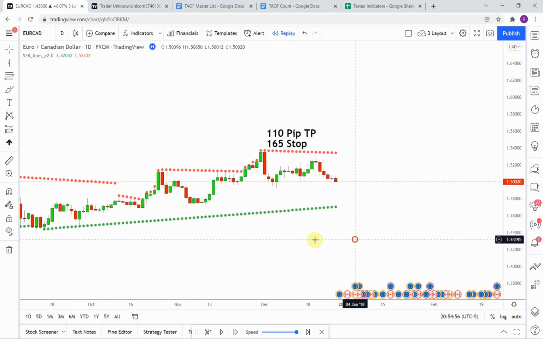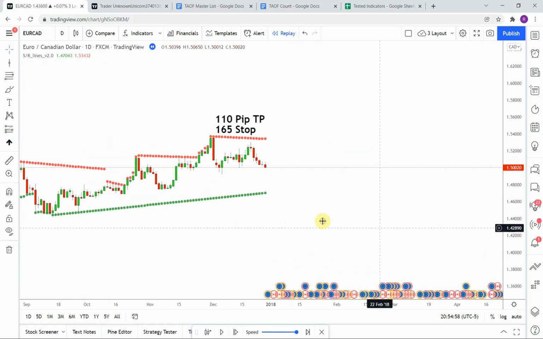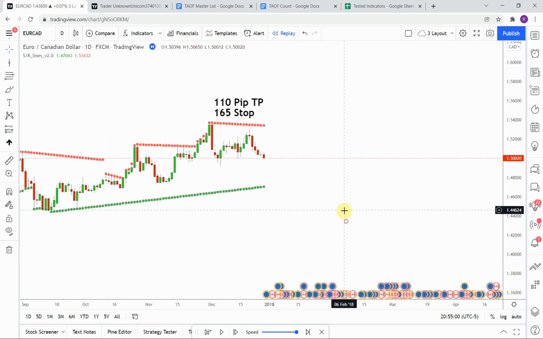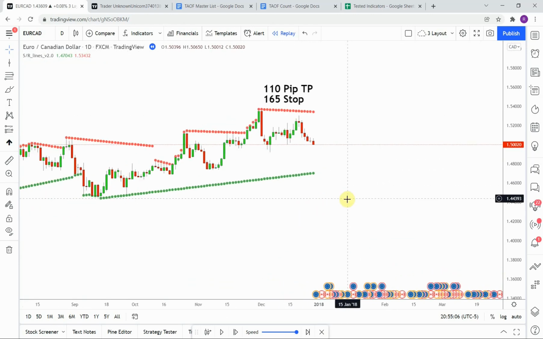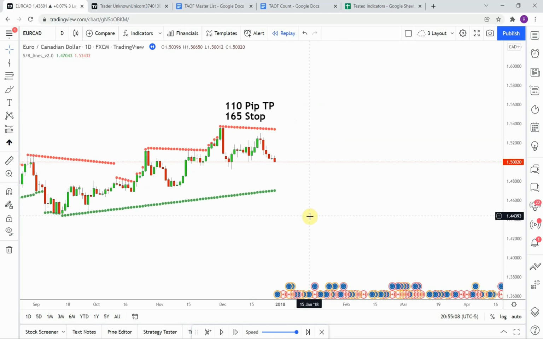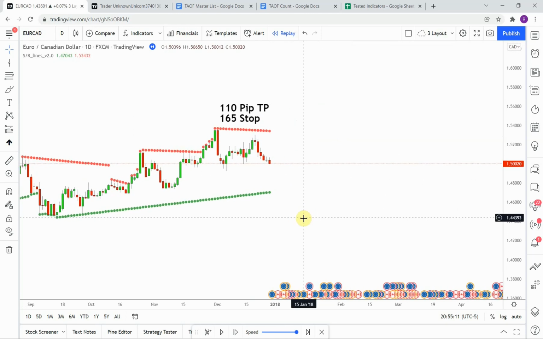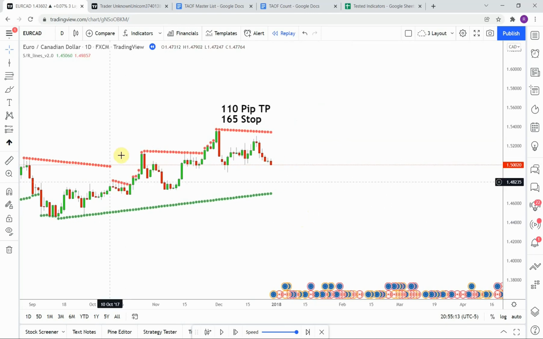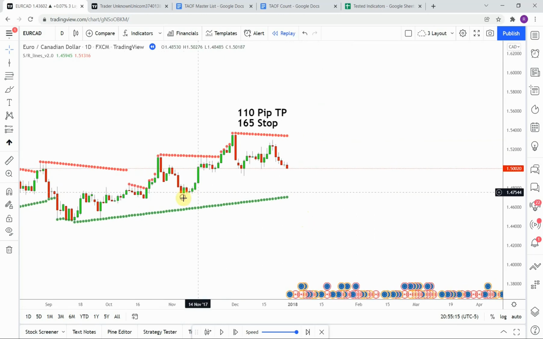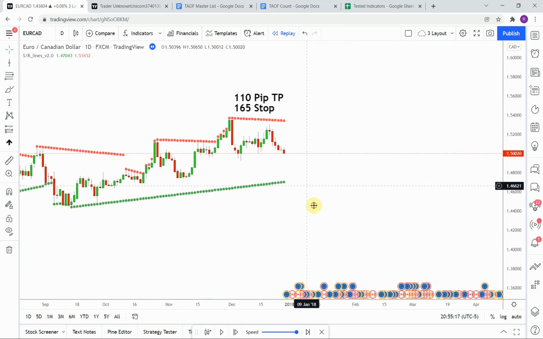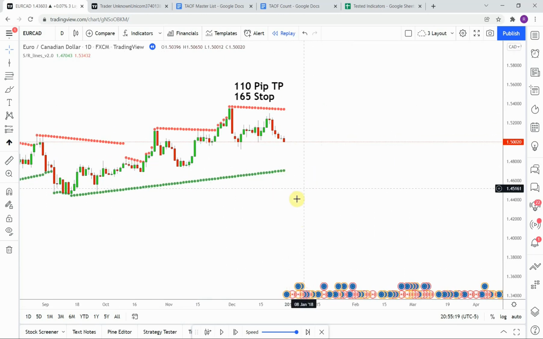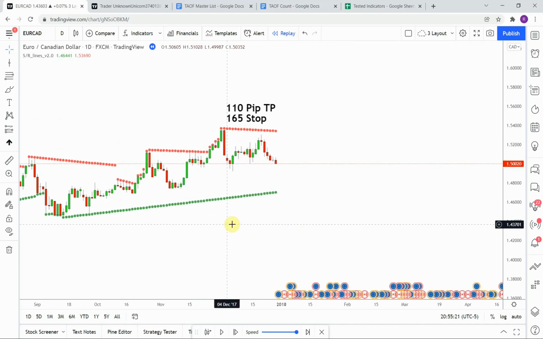The setup on this is that we're looking for the price action to break a support or resistance line. When we get a break of the support and resistance line, the red, to the upside, then we are going to go long. When we get a break to the downside, then we're going to go short.